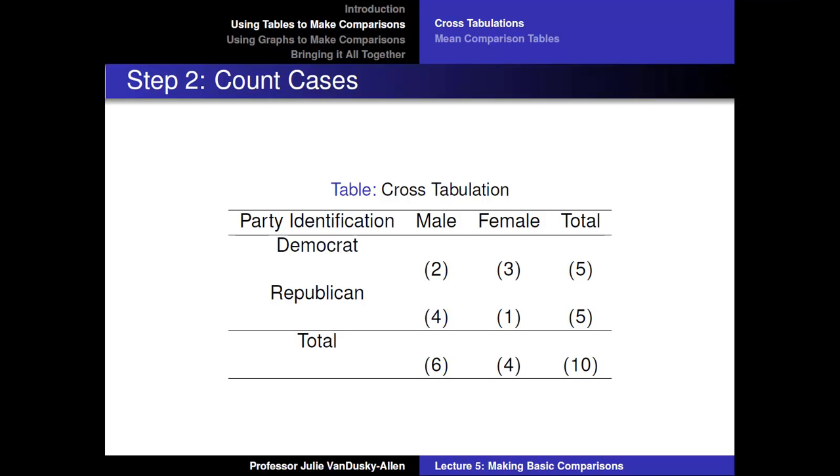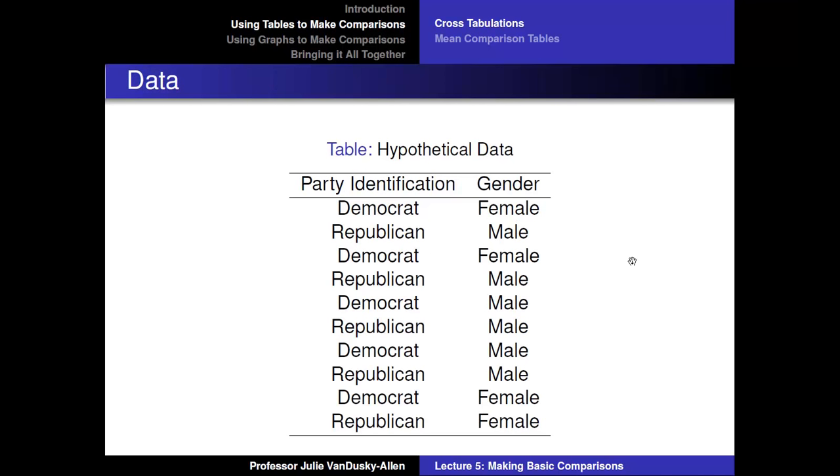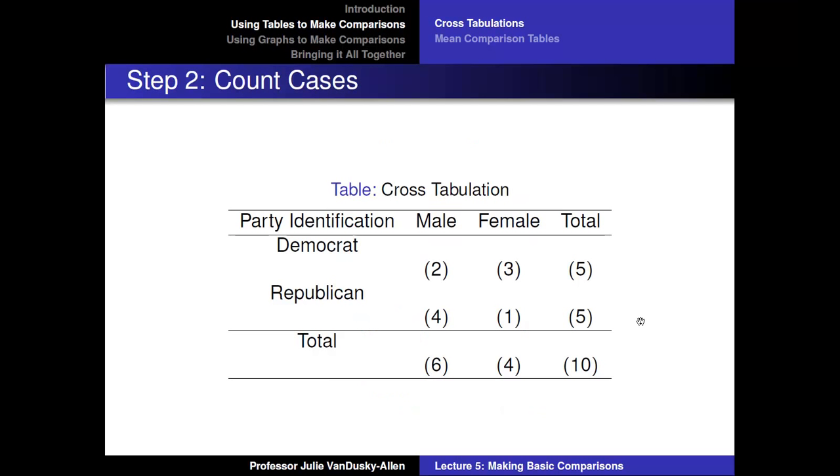After we set up our cross-tabulation table, we have to count how many cases from our data set fit the criteria of each cell. So for example, in this first cell, we have male Democrats. We would go to our data set and look for how many cases fit this criteria. As you can see, there are 2 male Democrats. Hence, in the male Democrat cell, I wrote the number 2 in parentheses.